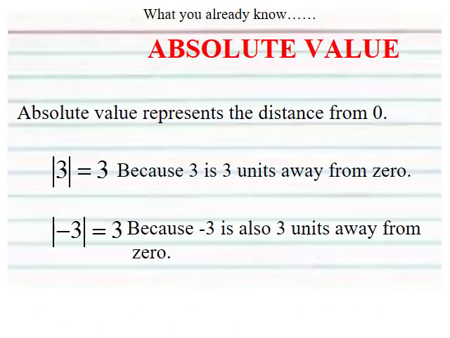What you already know about absolute values is that it represents the distance from zero. So for example, the absolute value of 3 equals 3 because on the number line, I'm 3 units away from zero. The absolute value of -3 equals 3. Because again, on the number line, I'm still 3 units away from zero, just on the left side.